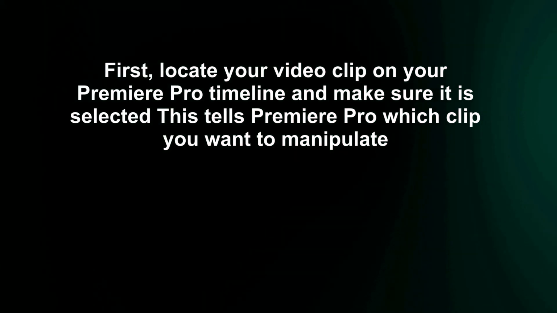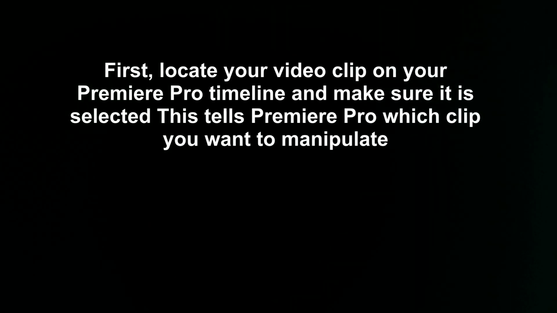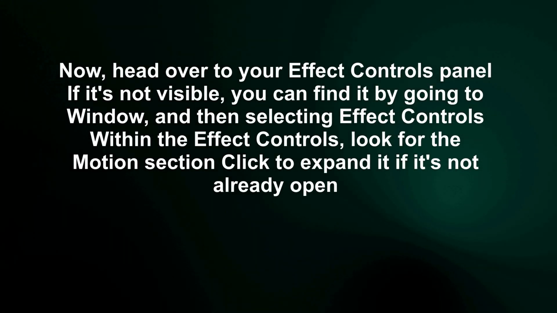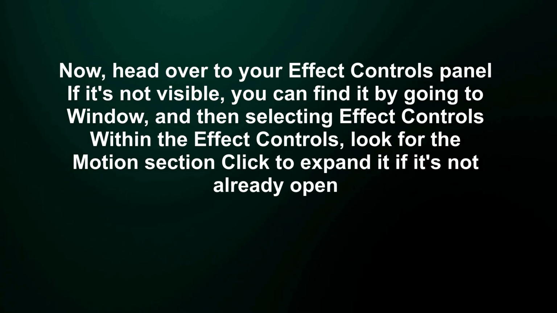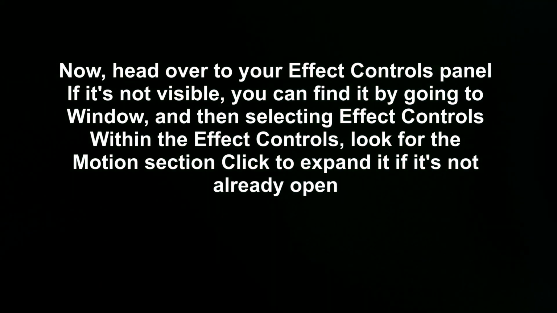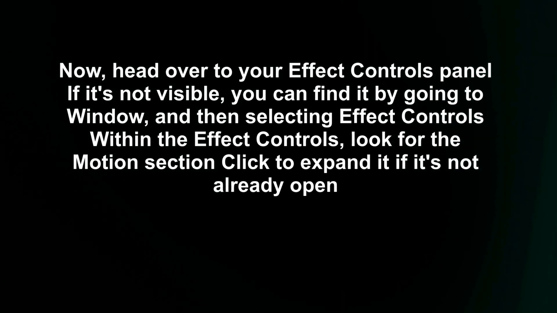First, locate your video clip on your Premiere Pro timeline and make sure it is selected. This tells Premiere Pro which clip you want to manipulate. Now, head over to your Effect Controls panel. If it's not visible, you can find it by going to Window, and then selecting Effect Controls. Within the Effect Controls, look for the Motion section, click to expand it if it's not already open.